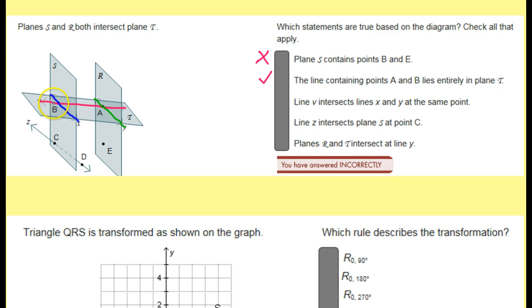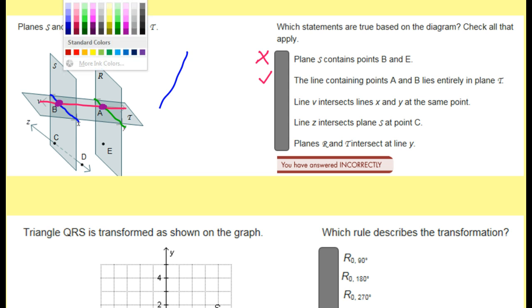Alright, the blue line and the pink line intersect over here at point B. The pink line and the green line intersect over here at point A. They don't all three meet at the same point. If they did, it would be something that looked more like this.